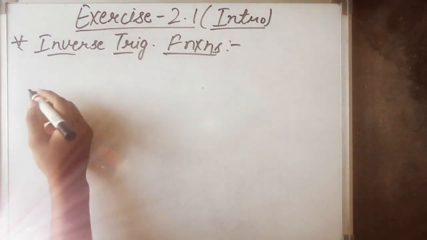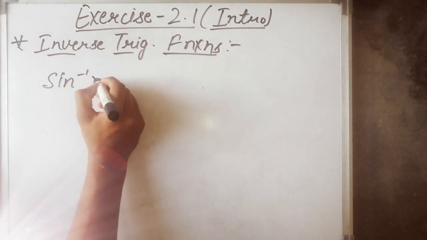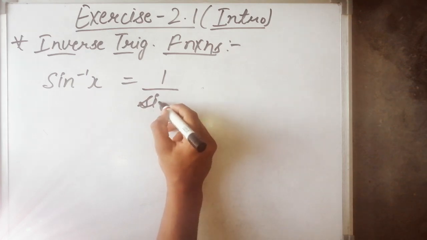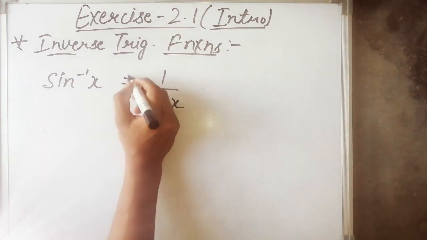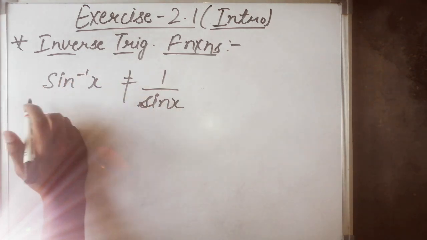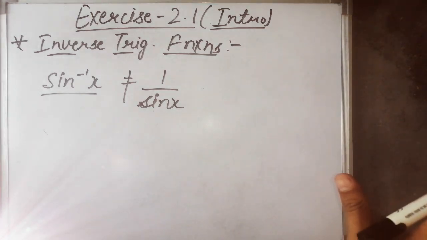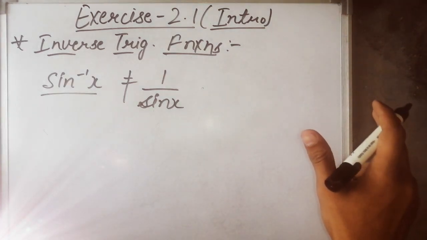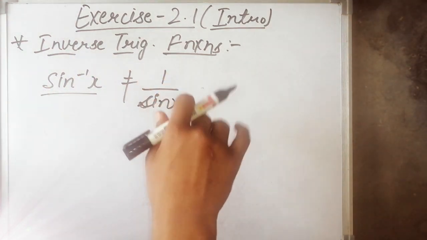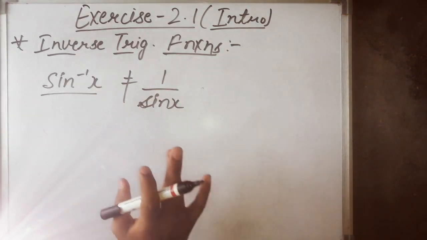Some of you may be wondering that sine inverse x equals 1 by sine x. No, this is not equal to 1 by sine x, because sine inverse x is a special type of function, whereas 1 by sine x is not the same function. You can't say that sine inverse x equals 1 by sine x. And if you write so, then your answer will be marked as wrong.